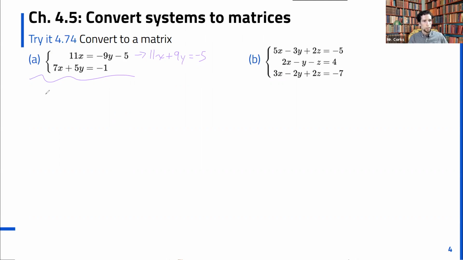All right, so if we take this and then we turn this into a matrix, then how large will this matrix be? How many rows, how many columns? Three columns, 2 rows. All right, two rows, 3 columns. So about this big. And what will our first row be?